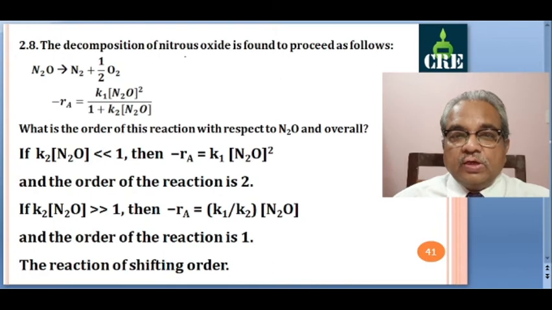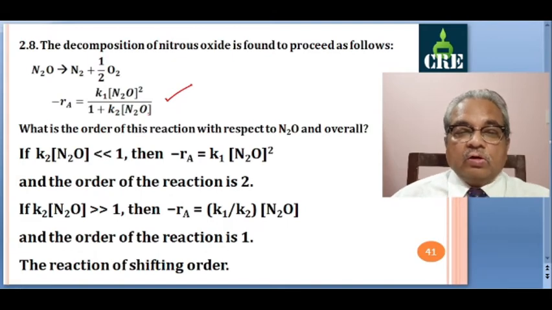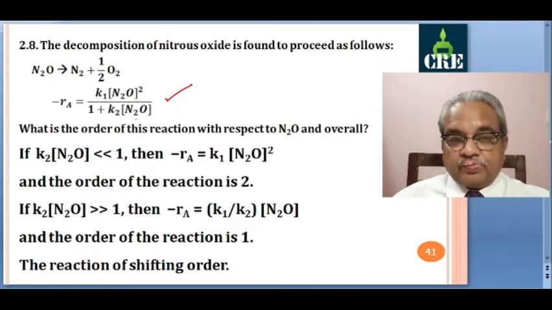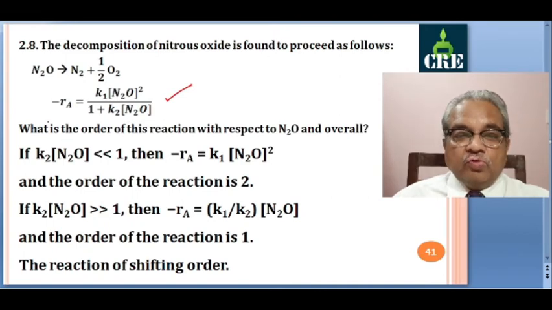2.8. The decomposition of nitrous oxide is found to proceed as follows. N2O gives N2 plus half O2, and the observed rate law is K1 into concentration of N2O square divided by 1 plus K2 into concentration of N2O. So the question is, what is the order of this reaction with respect to N2O and overall?